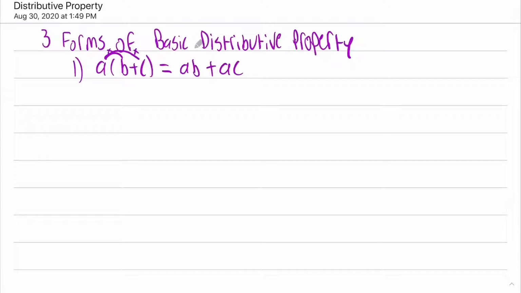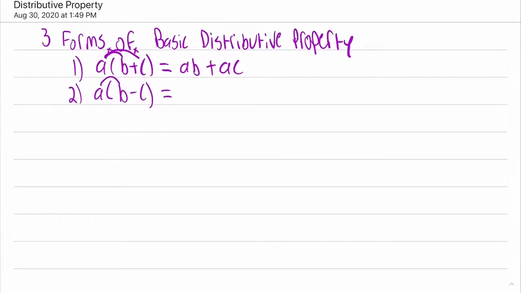The second way that this can look is, what if instead of adding, the two things inside the parentheses are subtracting? a(b - c) equals a times b, and then now we have a subtraction sign, so we're going to put a minus a times c. It's the same basic format, it's just instead of a plus, we can't copy a plus because we had a minus. So we're going to put a minus in between the two.